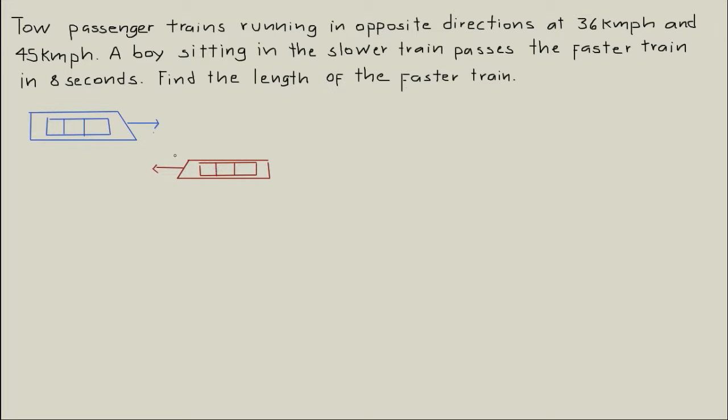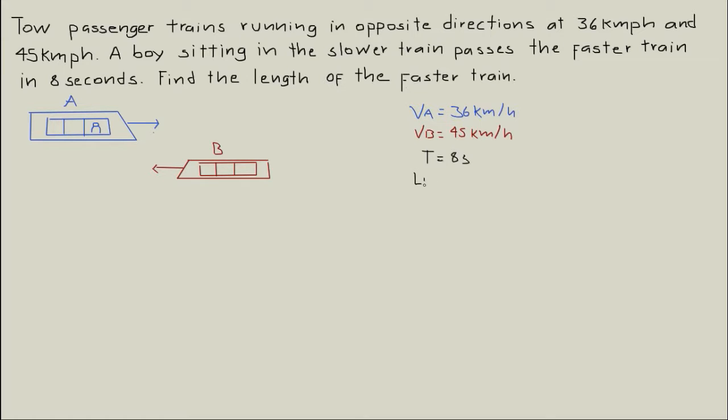Now we can label the trains. Our first one will be A, and is the train in which our boy is. And our second one will be B, our faster train. Now we can write down the information given to us in the problem. The velocity of A, 36 kilometers per hour. The velocity of B, 45 kilometers per hour. And the time, which is 8 seconds.